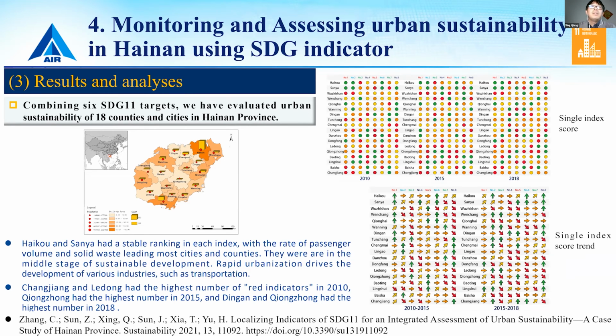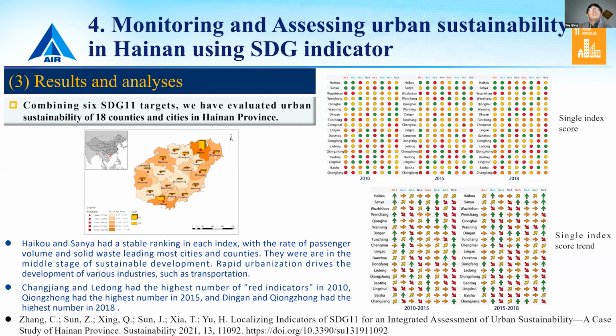We found that Haikou and Sanya had a stable ranking in each index, especially for the passenger volume and solid waste. And some cities or counties such as Changjiang and Ledong had the red indicators, so it should be noticed by their government. This one was recently published in Sustainability.